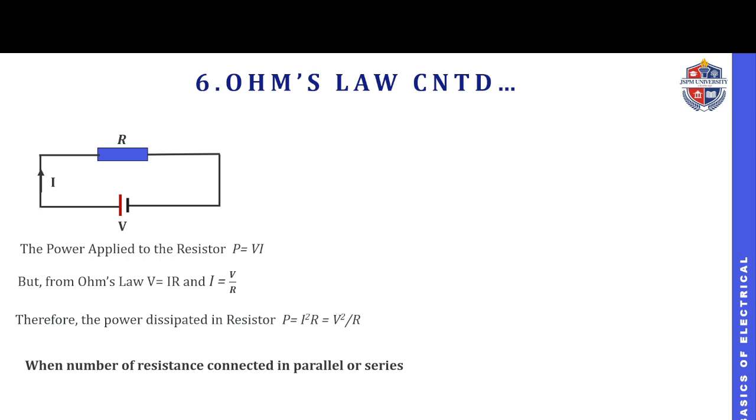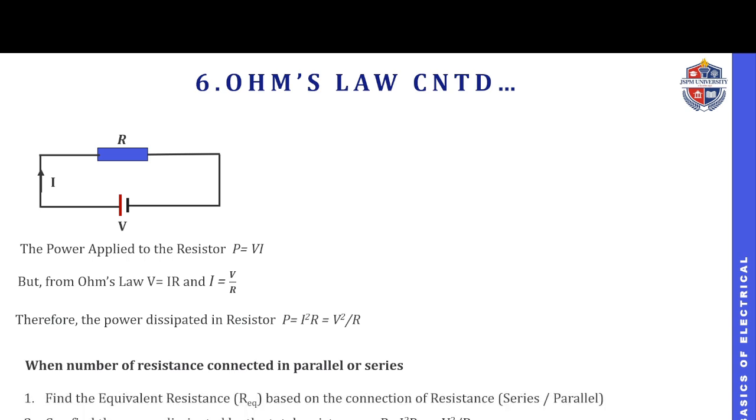First we have to find the equivalent resistance. That means if two resistances are connected in series, R equivalent equals R1 plus R2. If the two resistances are connected in parallel, R equivalent equals R1 R2 divided by R1 plus R2. So once we know R equivalent, we can find the total power dissipated by the resistance, which is power equal to I squared R equivalent, or otherwise V squared by R equivalent.